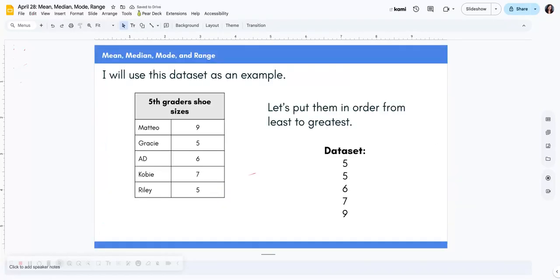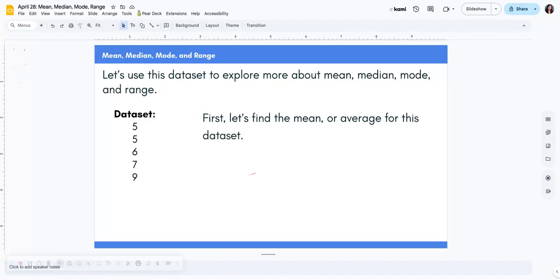All right, here I'm going to do another example. So here's my data set. My data set's all scrambled here. It's not even in order. So the first thing to remember is that you always have to put your data set in order from least to greatest. So that's what I went ahead and did. Now that it's in order, I need to find my mean. Remember, mean is the average.